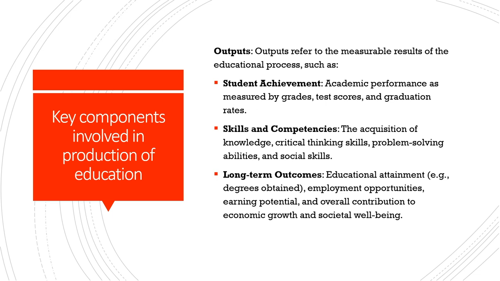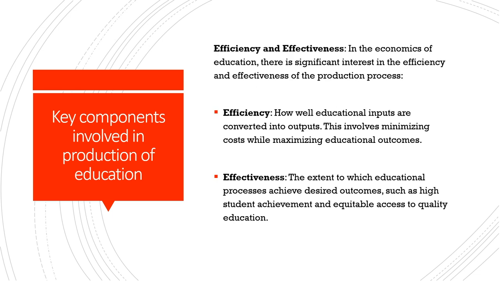social skills, etc. We also look at long-term outcomes as the output. For example, educational attainment, the kind of degrees obtained, whether that education attained can be utilized in the labor market or not, employment opportunities, earning potential and overall contribution to economic growth and societal well-being. If we put all of these together, we also need to think about efficiency and effectiveness. In the economics of education, there is significant interest in the efficiency and effectiveness of production processes.